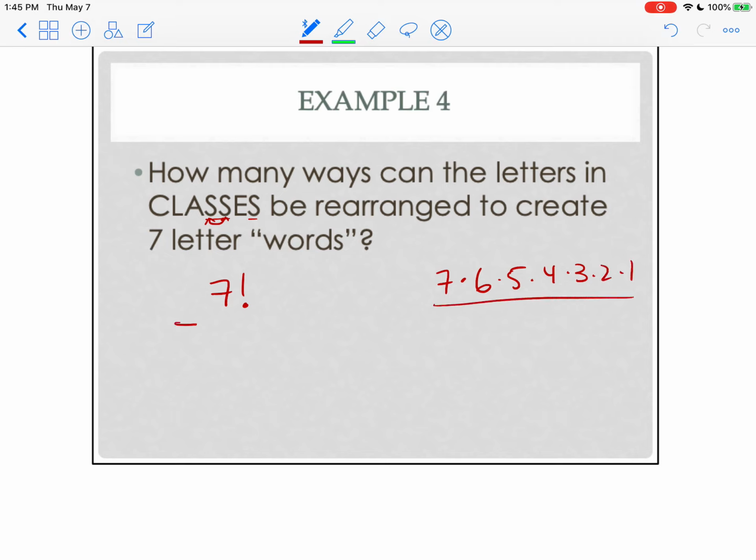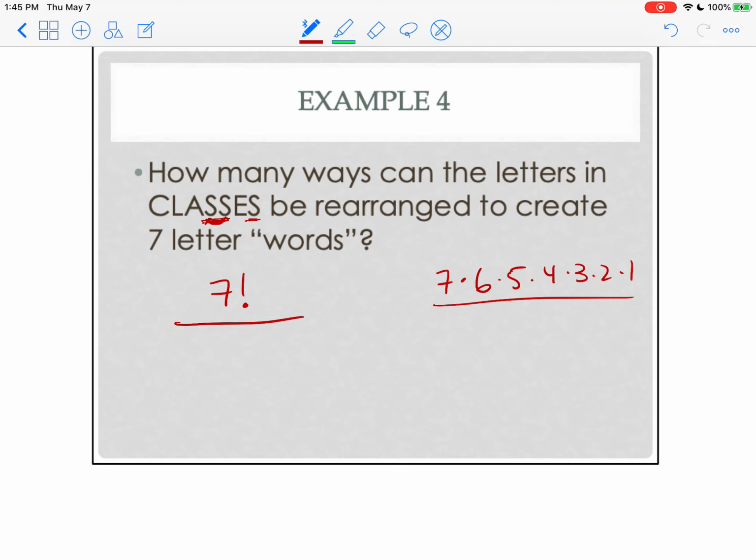However, I want to divide out the repeats. So how many different ways can I arrange 3 letters? Well, that's easy enough. There's 3 S's, and we talked about this already. If I have 3 people in the Olympics, in the finals, this was the warm-up, I had the US, Russia, and China.